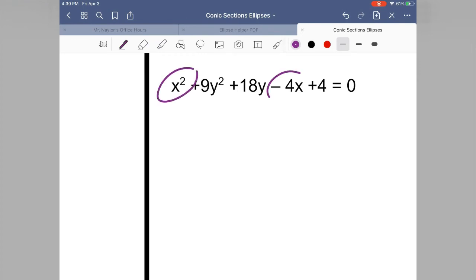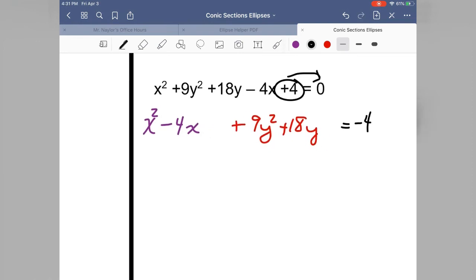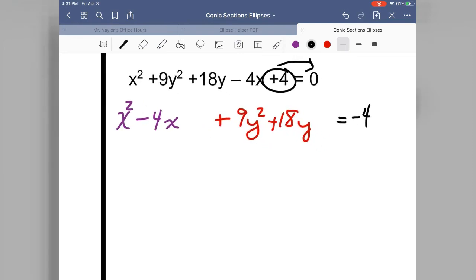So you're going to have to get your like variables together. And once you get those like variables together, you find out that you kind of need a place for the constant, and the place that it needs to go is over to the other side, because what's going to end up happening is both of these purple and red statements are going to be completed. We're going to complete the square.